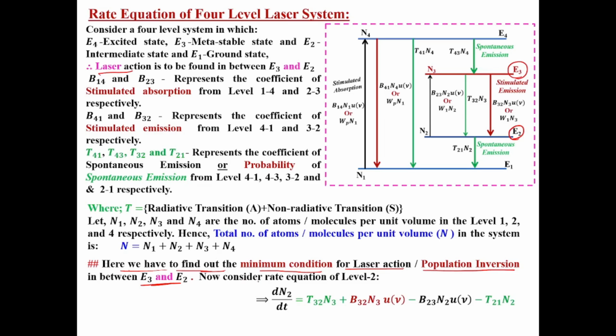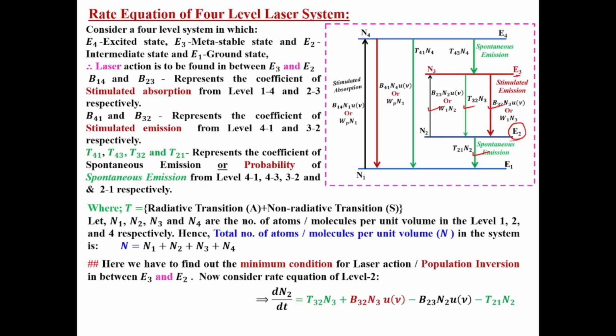For that we have to consider the rate equations of the different energy levels. Here we consider the rate equation of level 2. Level 2 means this one. For this level 2, what are the transitions linked here? This is one transition from E3 to E2. This is another transition from E3 to E2. This is another transition that happens from E2 to E3.